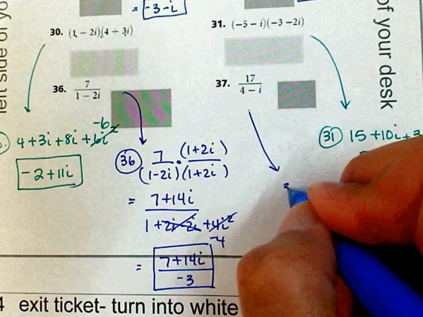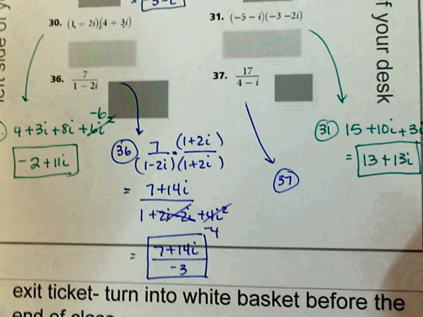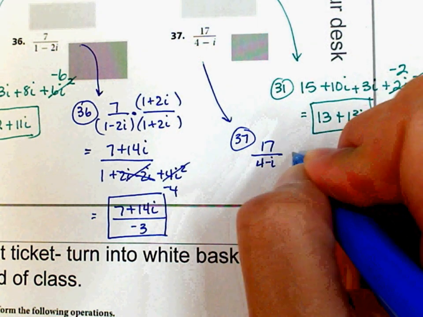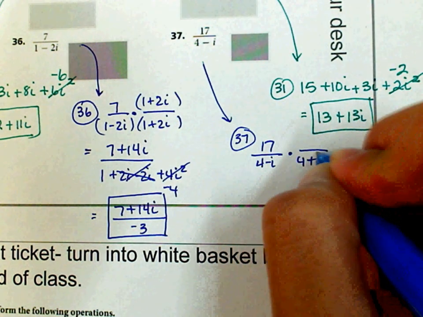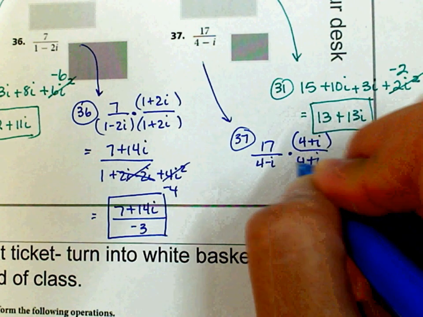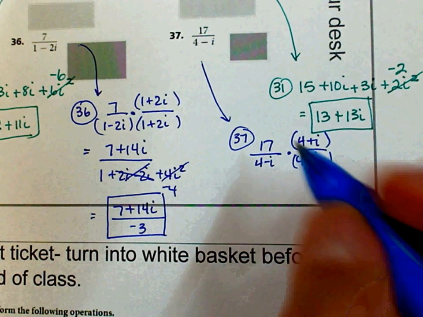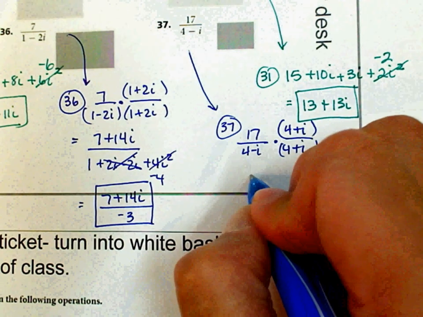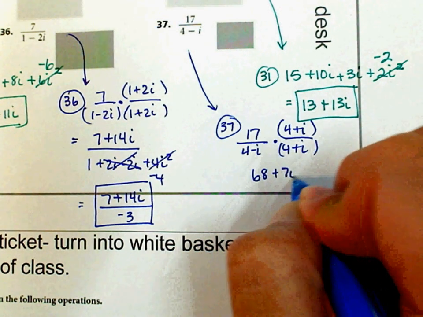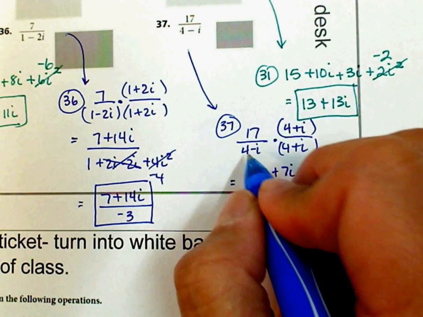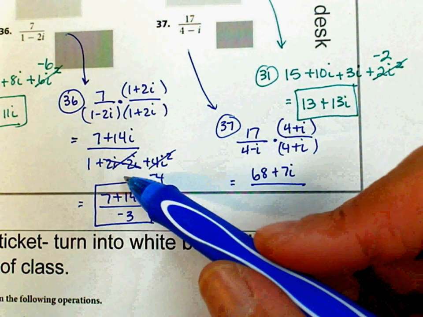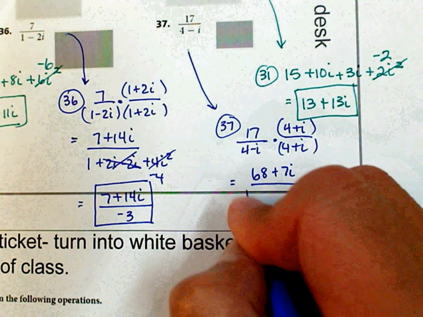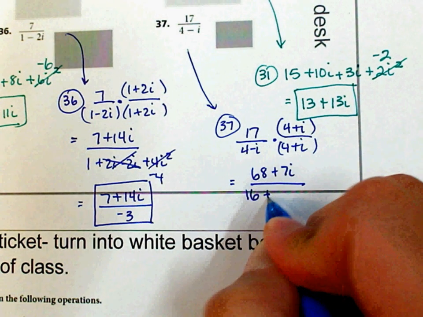Thank you. Number 37. 17 over 4 minus i. See how you have an i? Same thing. So now we have 17 times 4, which is 68, plus 17i. And then, look, you guys notice how you always cancel the middle term? 4 times 4 is 16 plus 4i minus 4i. See, that happens every time.